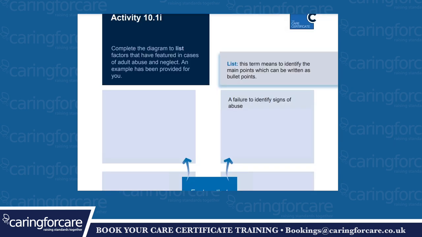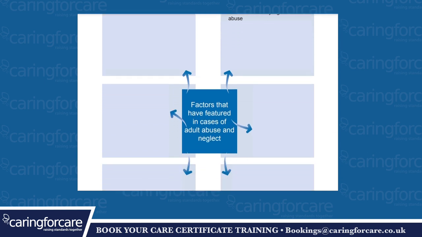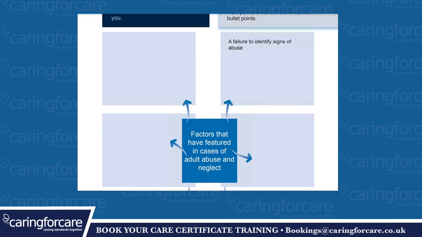Activity 10.1I. Complete the diagram to list the factors that are featured in cases of adult abuse and neglect. An example has been provided for you. List. This term means to identify the main points, which can be written as bullet points. Factors that have featured in cases of adult abuse and neglect. A failure to identify signs of abuse.